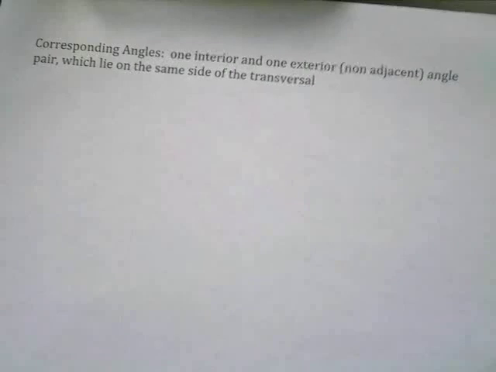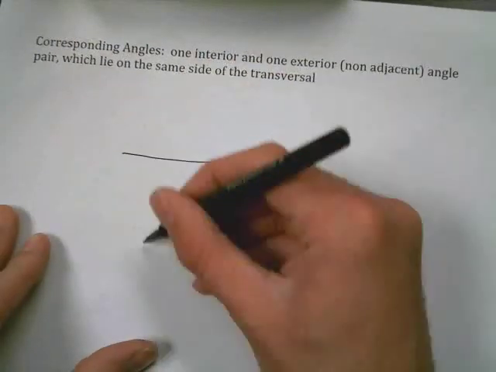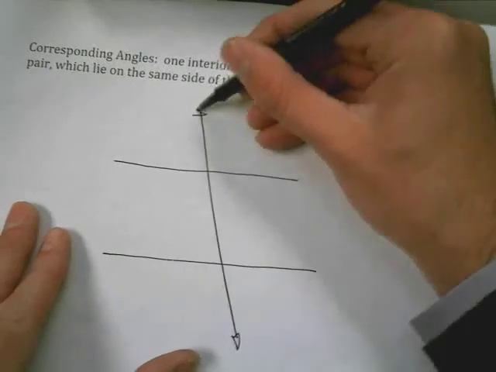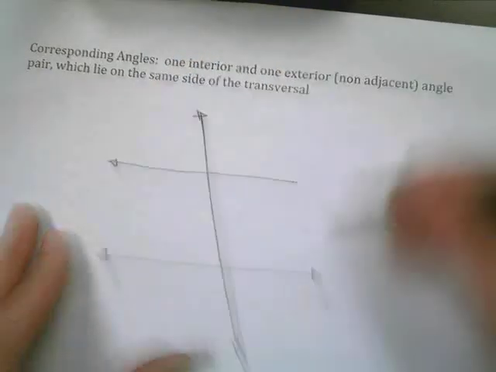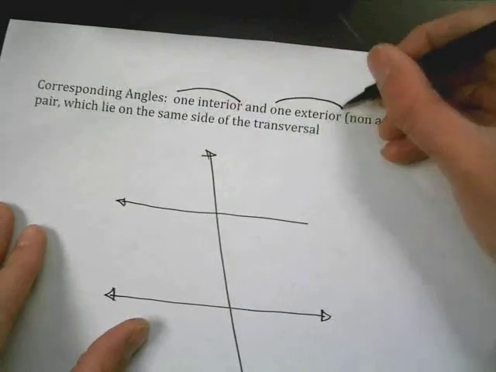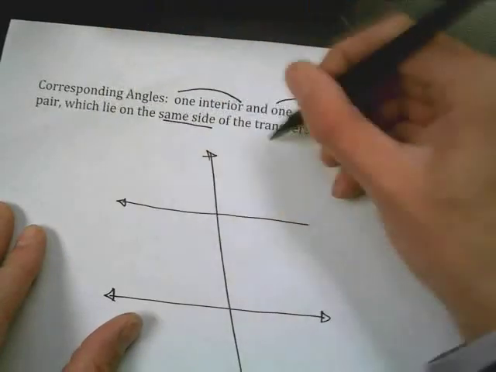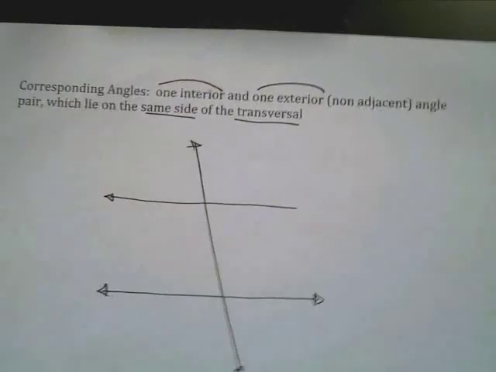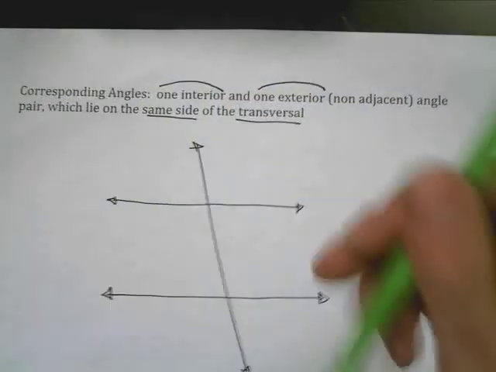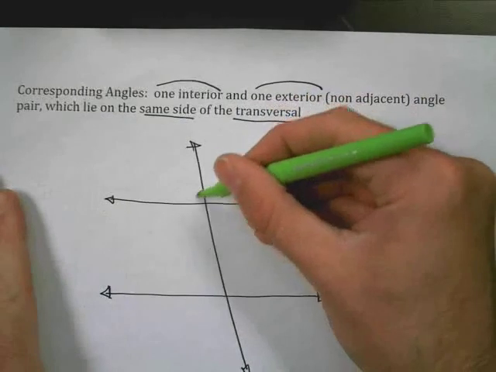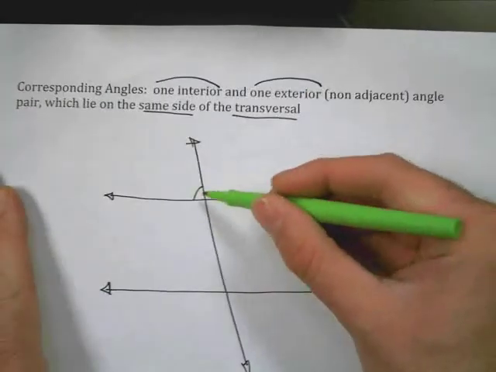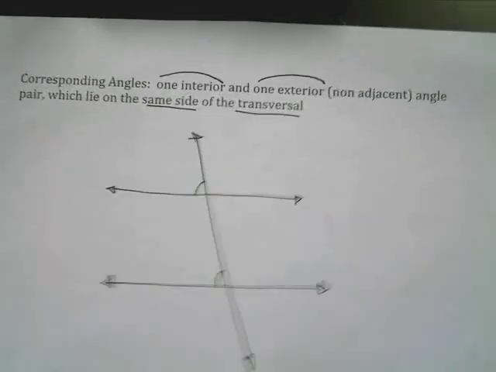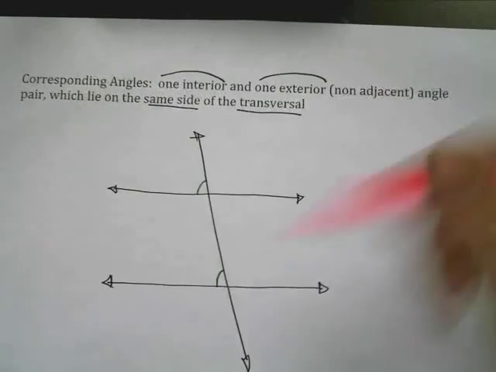Last one, to make our video under 7.5 minutes. I'm going to go quickly, but there's a whole bunch of these. One interior, one exterior, on the same side of the transversal, but they have to be non-adjacent. So, oops, I forgot one arrow. So here's one. That's an exterior, so my next one is an interior. We kind of slide down the transversal.